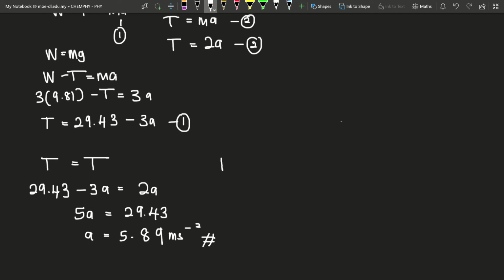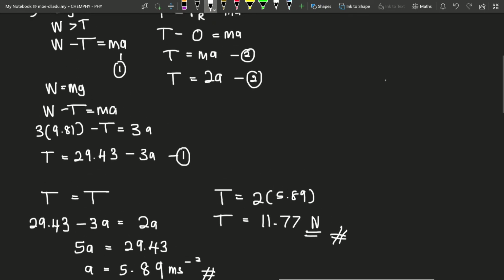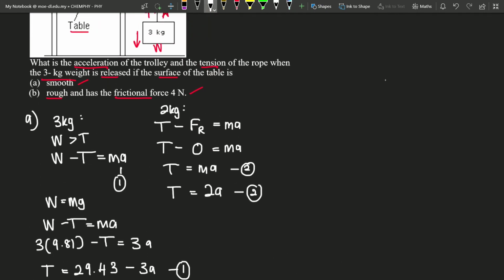So your T will be 2A. A is 5.89. So your T will be 11.77. Unit must be in Newton because T is a force. So unit must be in Newton. So selesai kita dapat pecutan dan juga tegangan tali kalau permukaan itu licin.